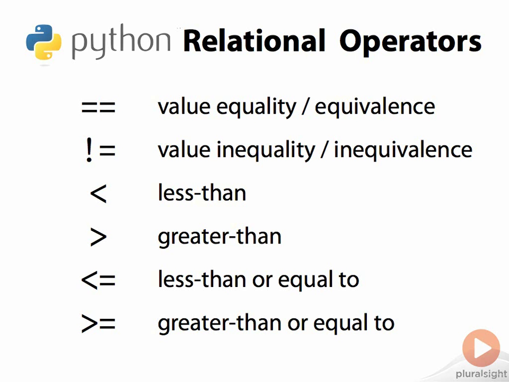Two of the most widely used relational operators are Python's equality and inequality tests, which actually test for equivalence or inequivalence of values. That is, two objects are equivalent if one could be used in place of the other. We'll learn more about the notion of object equivalence later in the course. For now, we'll simply compare integers.